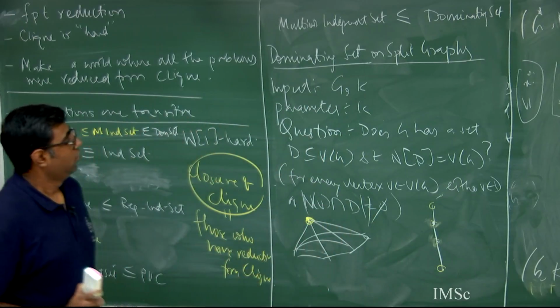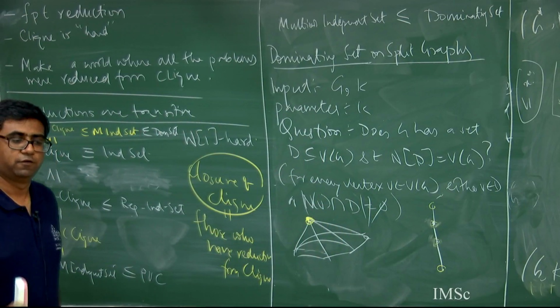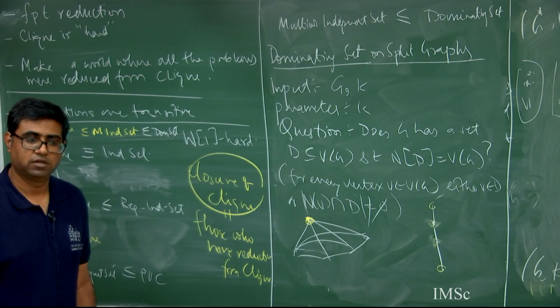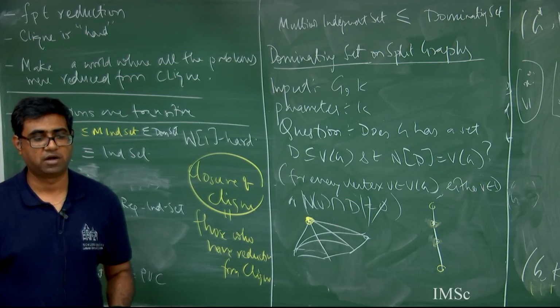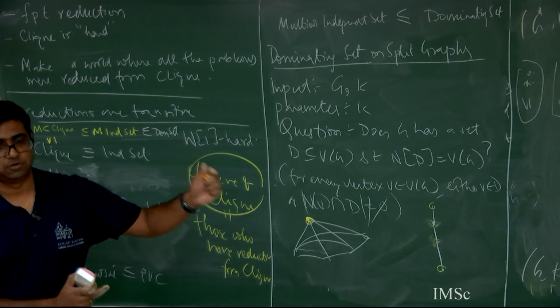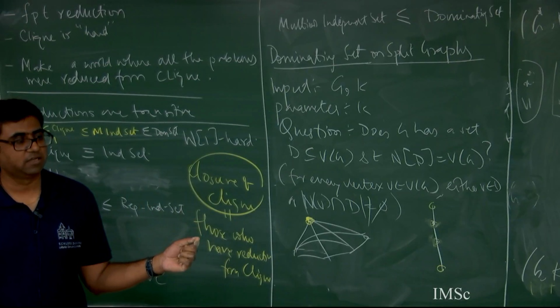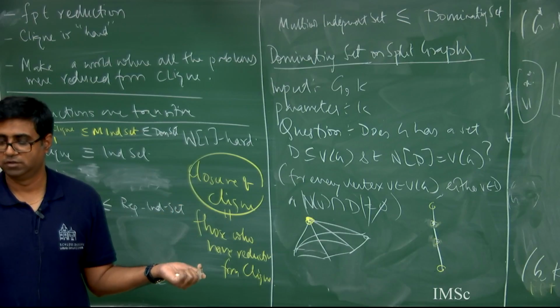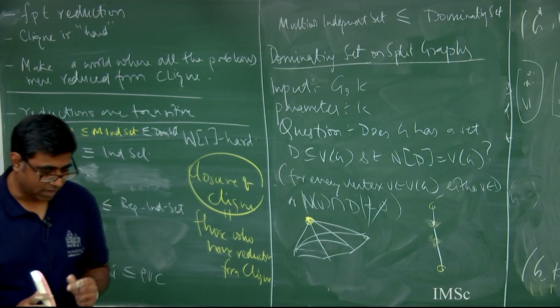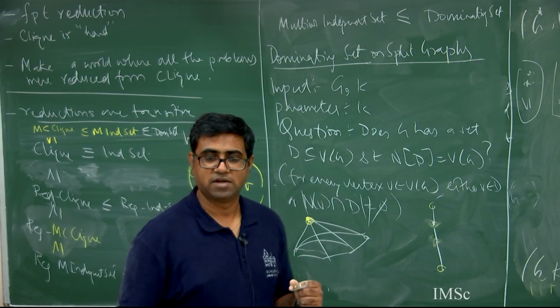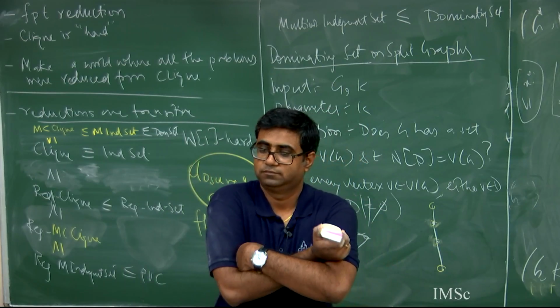Okay. So, suppose I ask you the following question: you know what split graphs are, all of you? A split graph is a graph that can be partitioned into two parts, V1 and V2, such that one of them is a clique and the other is an independent set. If both are independent sets, this is nothing but a bipartite graph. So, can you give me an algorithm for finding an independent set in a split graph?